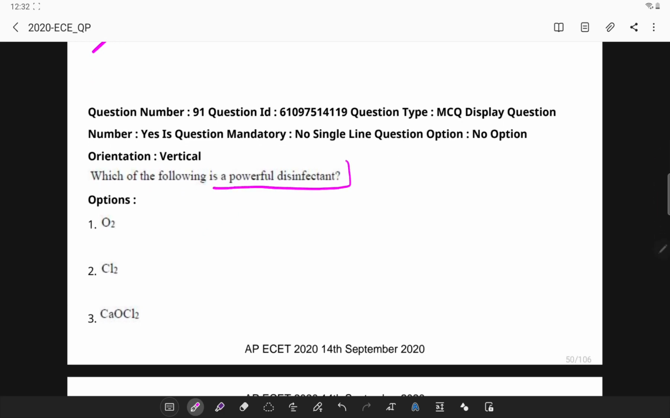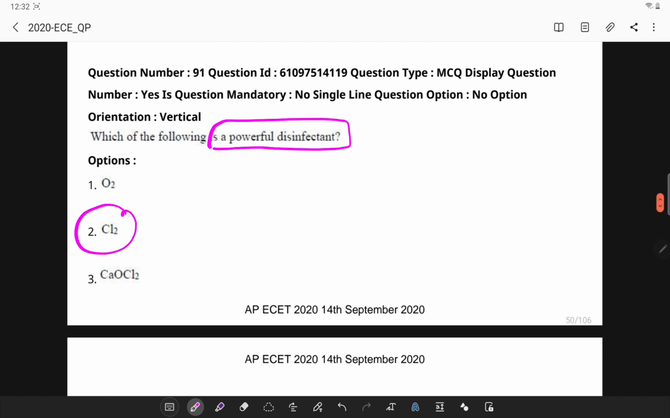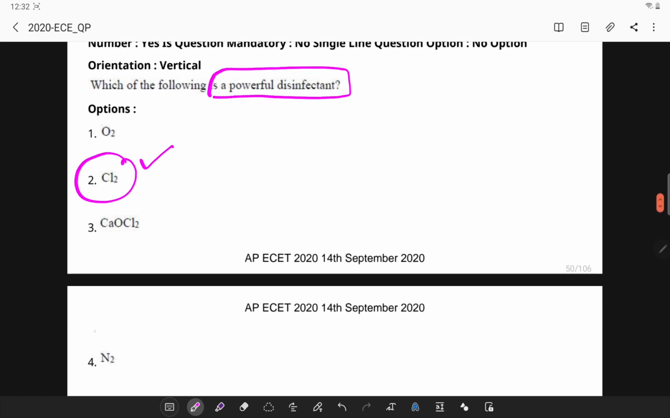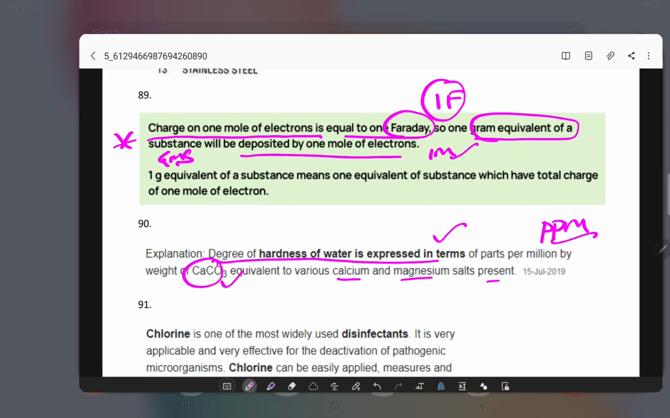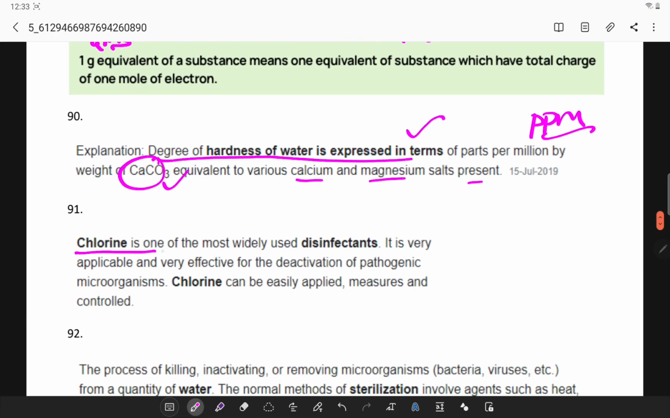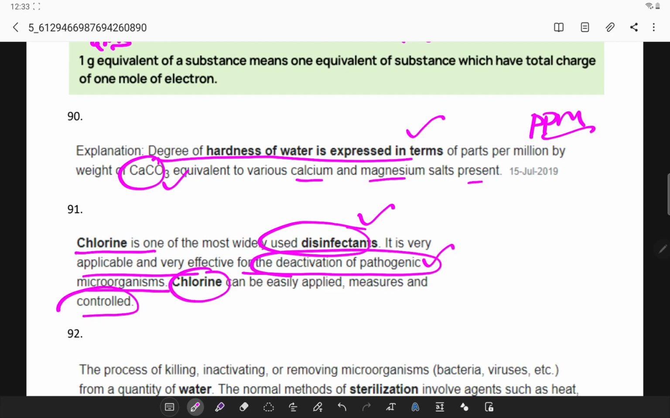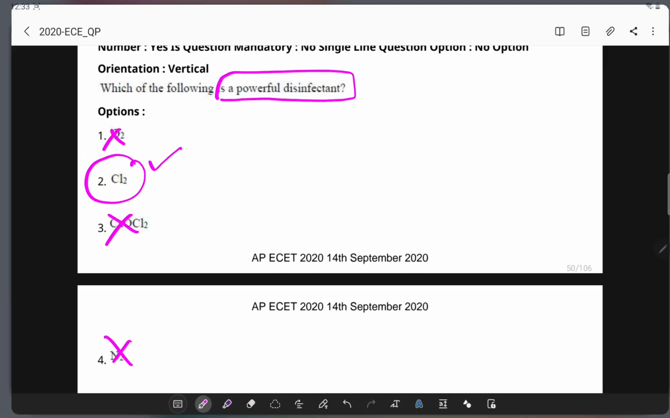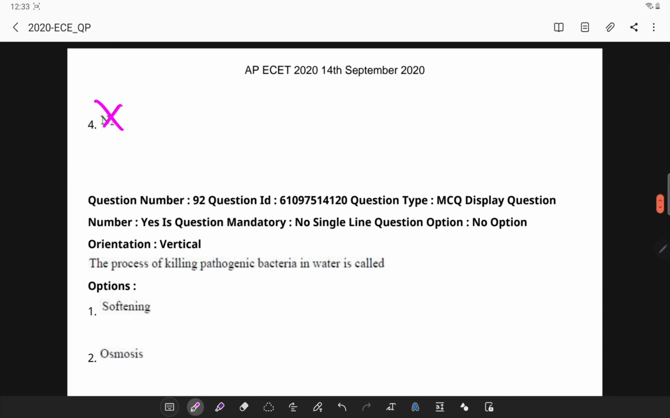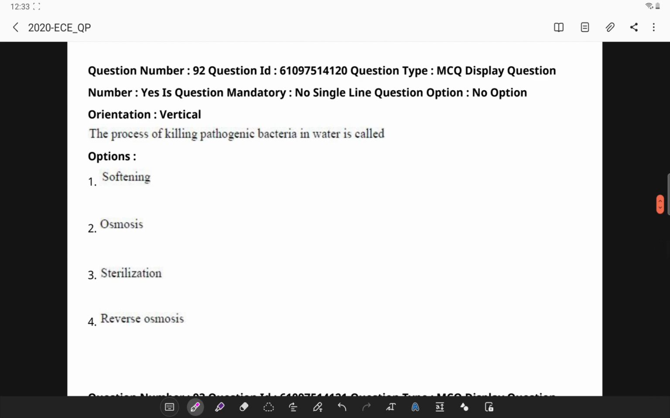So which of the following is a powerful disinfectant? So if you observe, most commonly we use chlorine as a powerful disinfectant. Nitrogen is outdated. This is also not considered. So chlorine is one of the most widely used disinfectants and applicable for effective deactivation of pathogen. And it is also used currently during these COVID measures, bleaching powder.